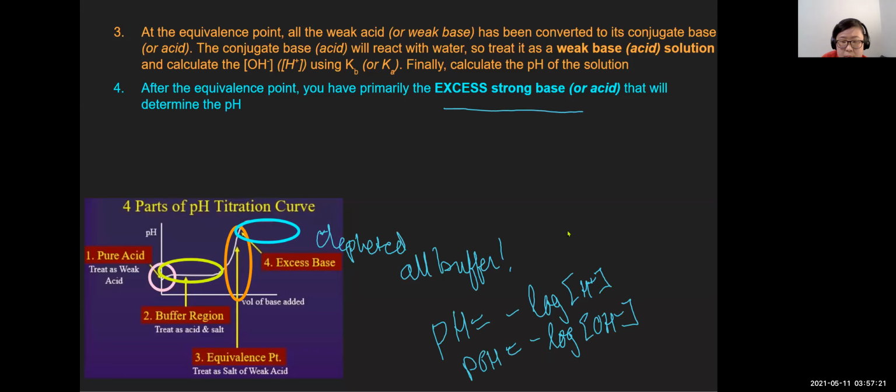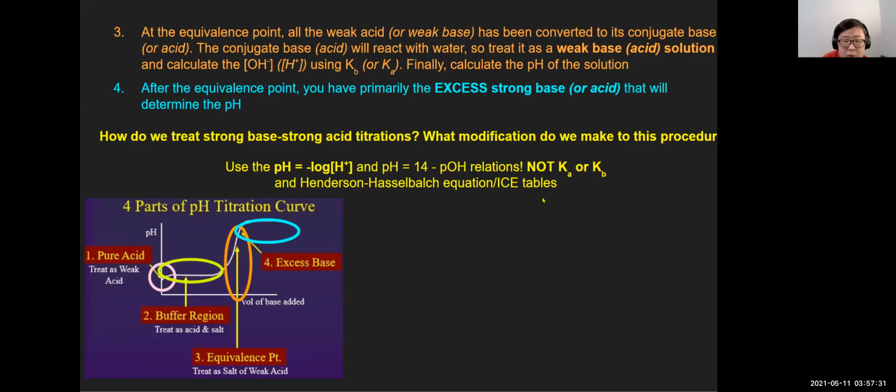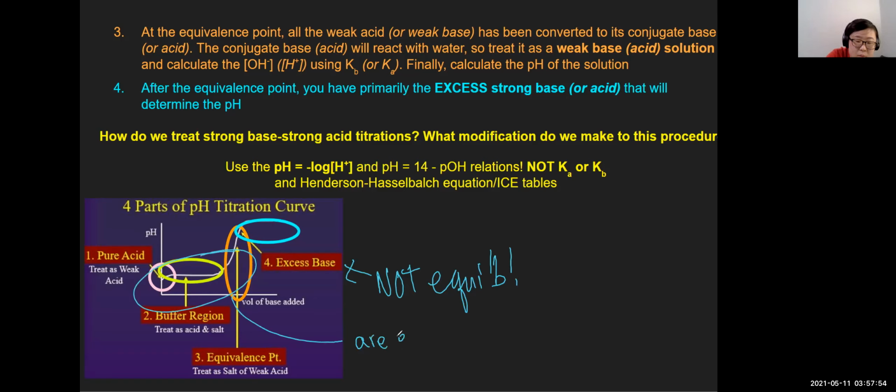So you can see that. I'm at clear screen. How do we treat strong acid and base titrations? What modification do we make to this procedure? Once again, we just use these expressions and pH equals 14 minus pOH, and you don't use Ka or Kb because there is no equilibrium at this point. There's only equilibrium for 1 to 3, 4 doesn't have equilibrium. So this is not equilibrium, but these, yes, are equilibrium. So no Ka or Kb's.